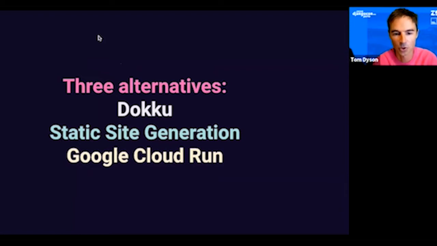The first one is called Dokku, and you could think of it as a really simple open source Heroku. It's actually a long bash script that manages Docker containers on a Linux server, but you don't really need to know how it works. You just need to know the two lines to install it, and then how to push your site to it to make it live. The second one is static site generation.